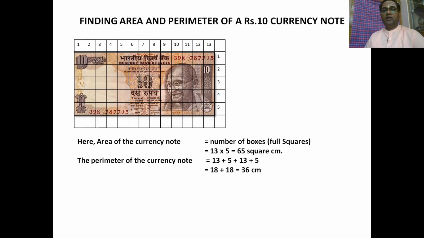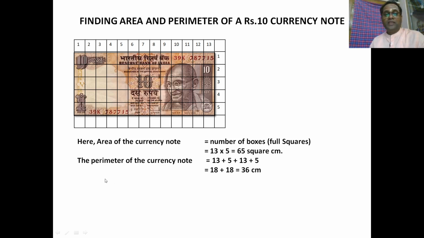Now let us know the area and perimeter of the 10 rupee currency note. Similarly, you can see here there are 13 boxes in a row and 5 rows. So the area of the 10 rupee currency note will be the total number of full squares, that is 13 boxes into 5 rows, 13 into 5, that is 65 square centimeters.